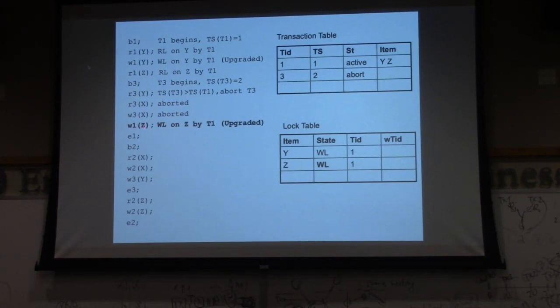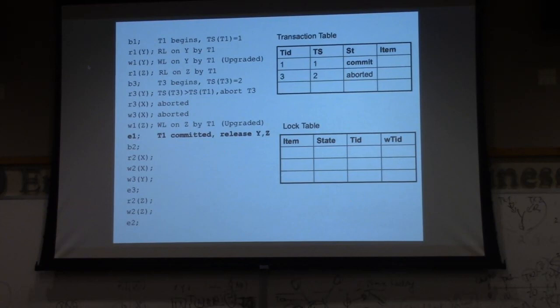Write on Z. Z was a read lock. Instead, write lock. We can upgrade. Okay. Then update the write lock. And transaction 1 holds Z. So no problem. Then end transaction 1. And transaction 1 is committed. It's just the successful end of the transaction. So we can commit. So transaction 1 is done.